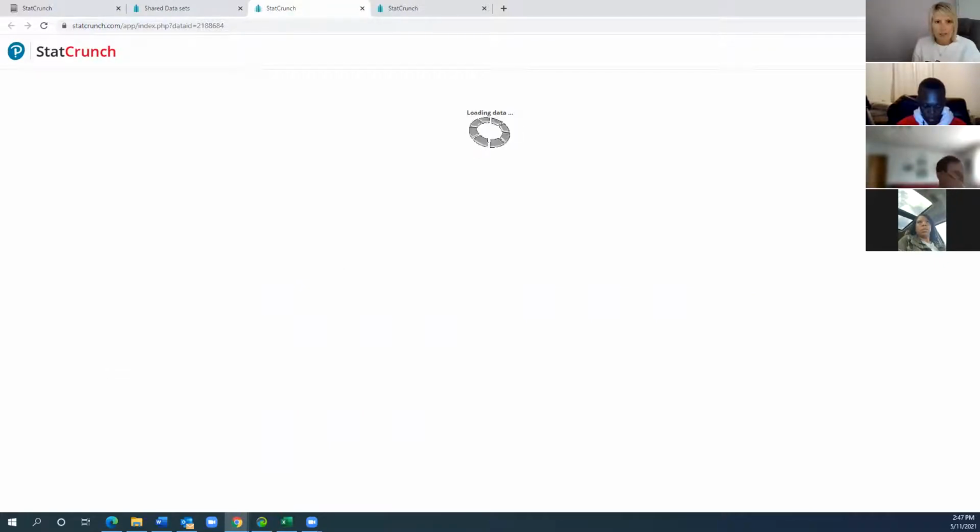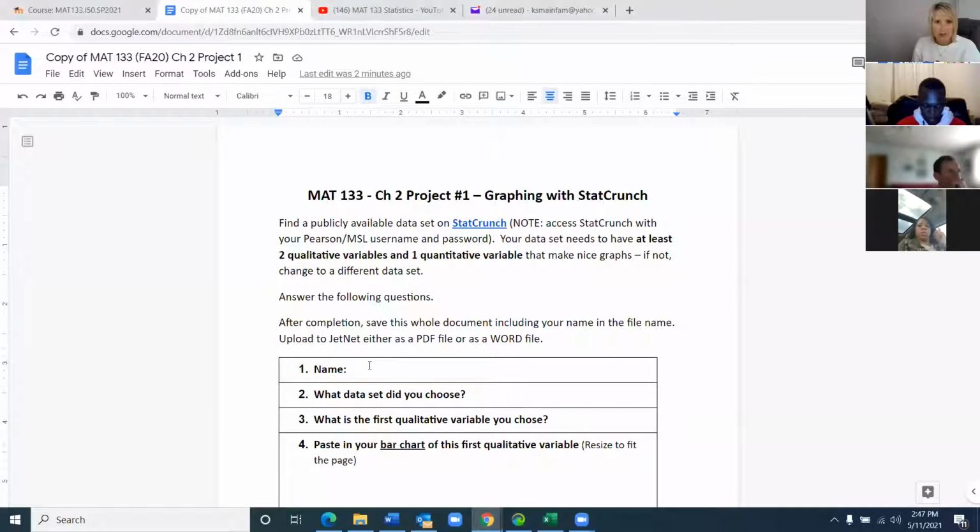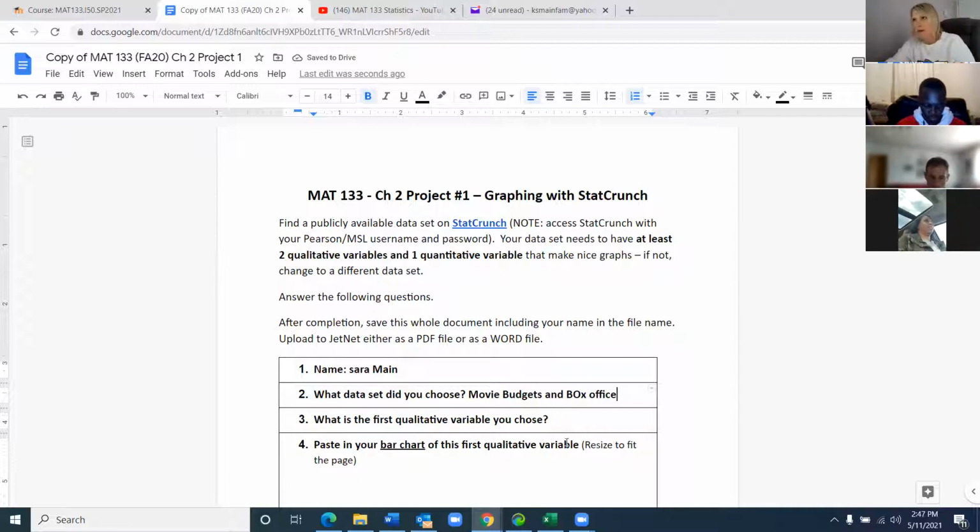So notice here on the project, I'm going to go back to that for a minute so you can all see that. On the project, it says, put your name. Can everybody see my project page again? I'm just making sure that it's actually flipping back and forth. So you're going to put Sarah Main. What data set did you choose? Movie budgets and box office. Okay. What is the first qualitative variable you chose? Okay. So I'm going back to that.